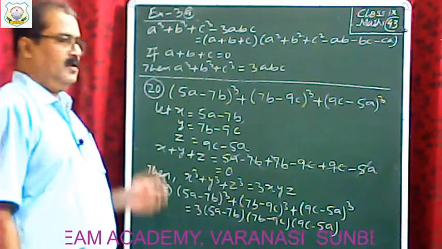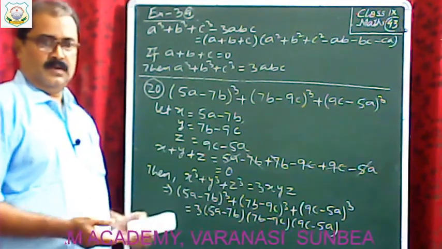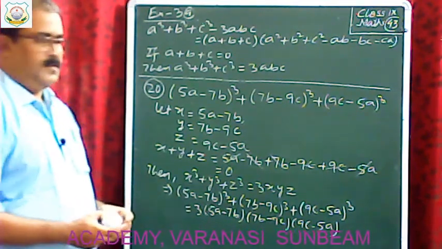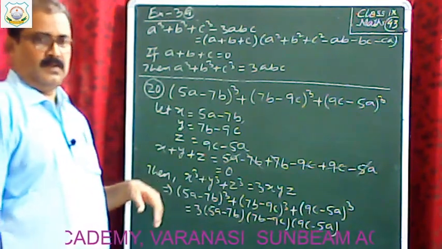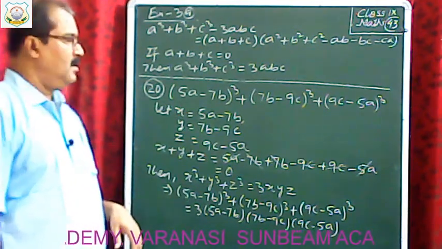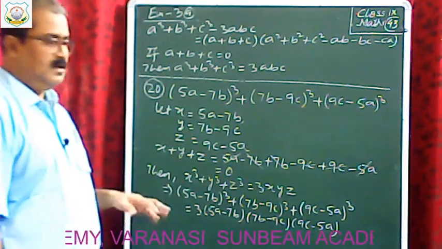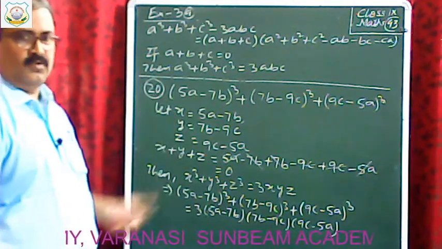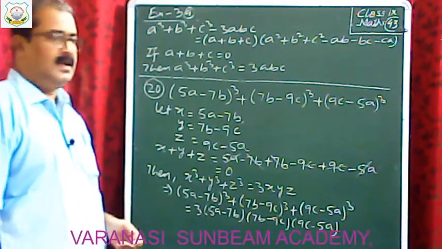Given the polynomial, all the terms are perfect cubes, and there are only three terms. Then you have to check whether the sum of the terms is 0 or not. If it is 0, then you have to proceed as per the identity.